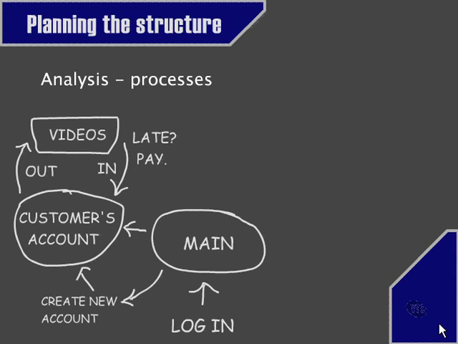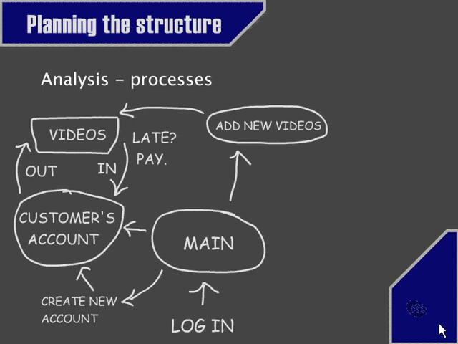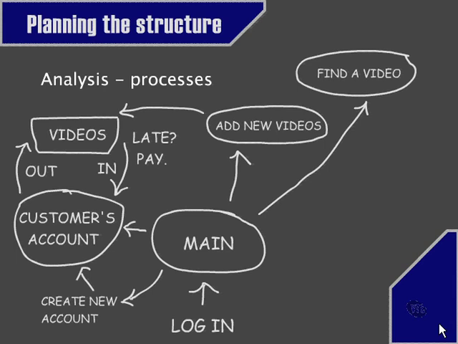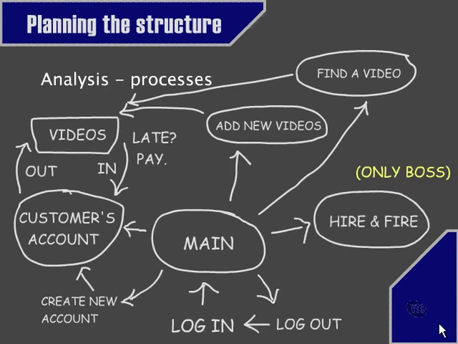We should be able to create new customer accounts from the application as well, and to add new videos. We should also be able to find a particular video based on a customer request, and we should be able to log out again as well, so that we can log in as a different user. We should also be able, if we're the boss, to hire and fire the employees, that is, removing or adding them from the system. Now that we've looked at the main set of objectives for our application and our database, we're going to look in the next movie in some more detail at the initial design for our database structure.